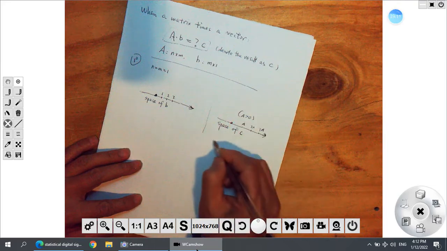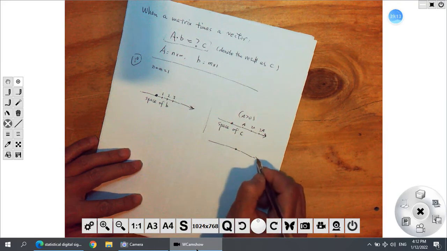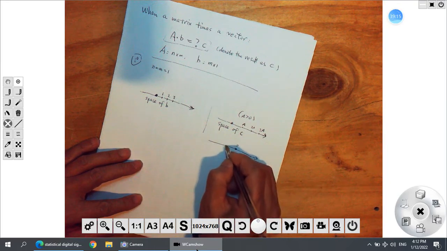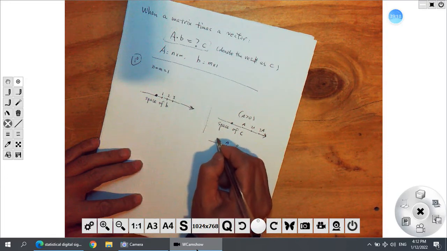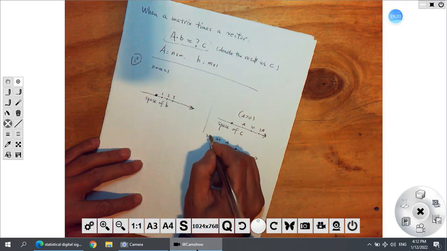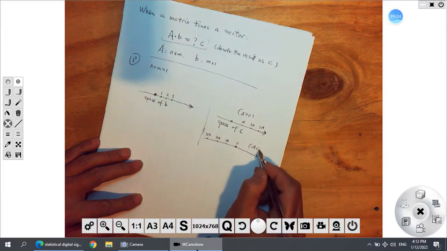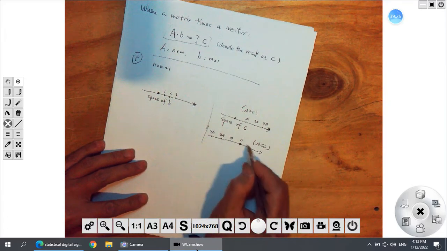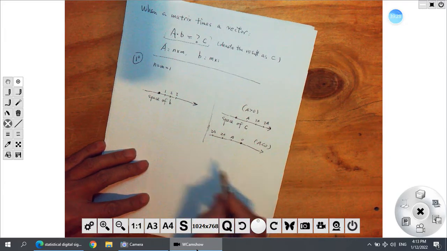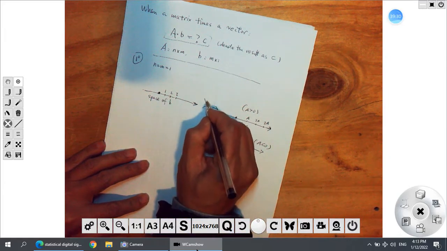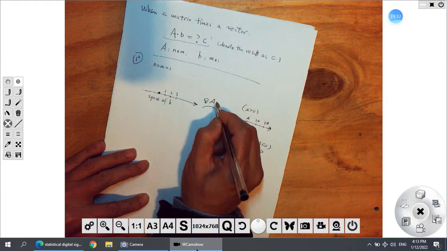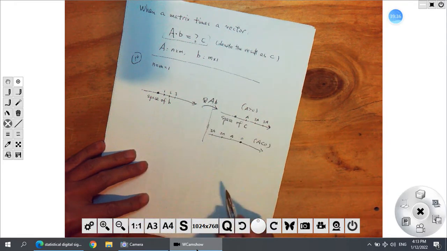If A is negative, 0 is here, then you have A, 2A, and 3A will be here. If A is a negative value, this is A smaller than 0. This is another case, right? When A is negative. So here's A times B, you get this one.